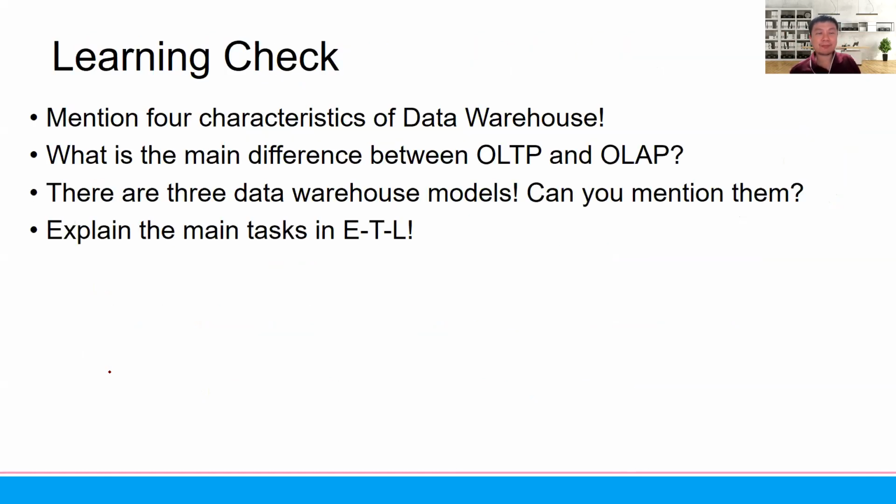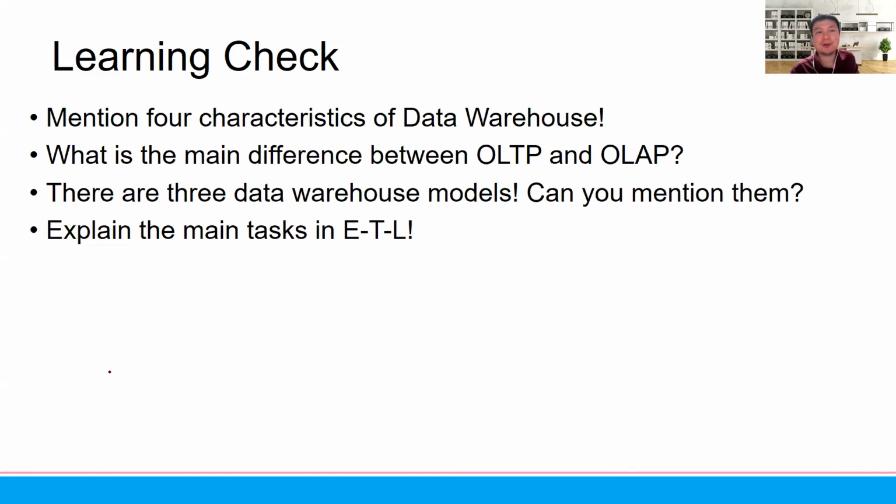Okay, I think that's all for the first section. Can you answer this one? Mention four characteristics of a data warehouse. There are four. What are they? Subject oriented, integrated, time variant, and non-volatile.